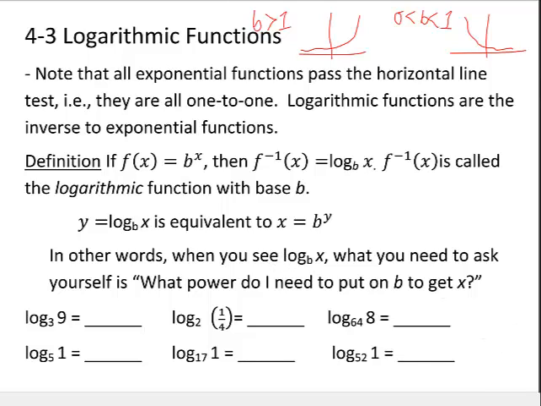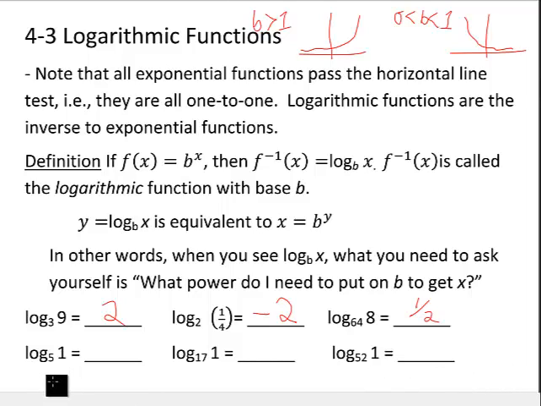Okay? So, if we look at some examples here, what power do you have to put on 3 to get 9? Well, that's 2, because 3 to the 2 power is 9. What power do you have to put on 2 to get 1/4? Well, remember we use negative exponents to flip things, so that's going to be -2. The negative flips it down, and raising 2 to the 2 power gives you 4. What about this one? 64 to what power gives you 8? Well, you have to take the square root of 64 to get 8. So what that means is we have to take 64 to the 1/2 power to get 8.